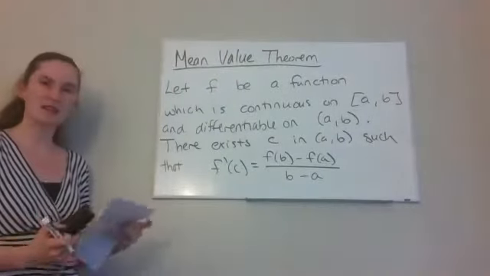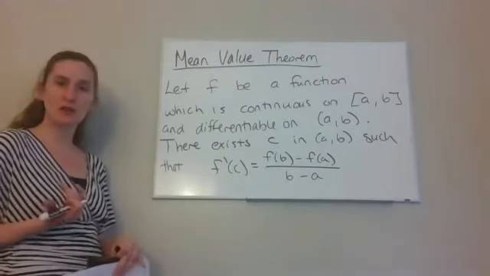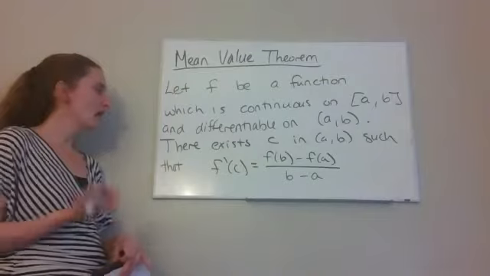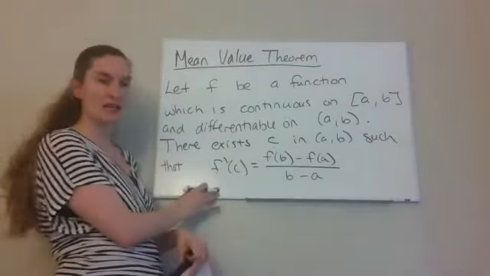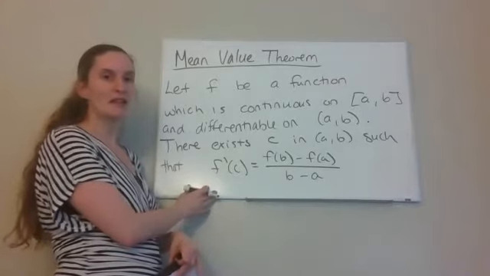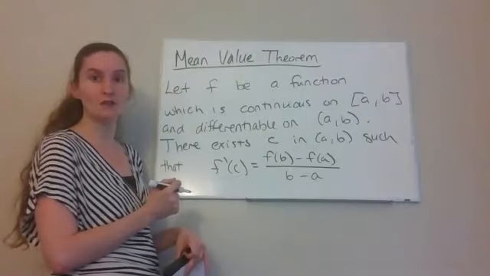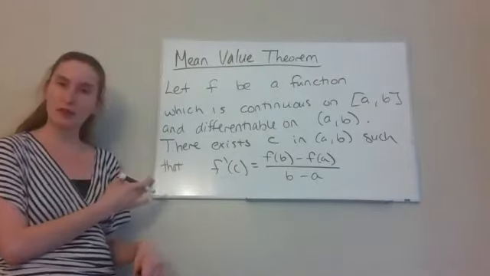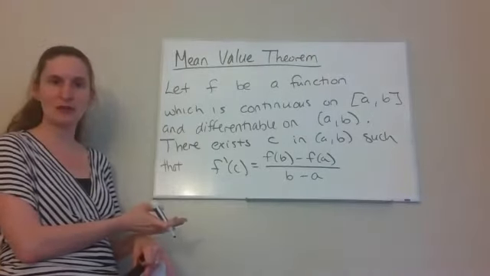So what this is saying is if you have a continuous function, which is also differentiable, at least on that open interval, then somewhere in that interval, there is a value for which the instantaneous rate of change is exactly equal to the average rate of change on the interval. And I would also like to point out that Rolle's theorem that we just learned is actually a special case of this mean value theorem.